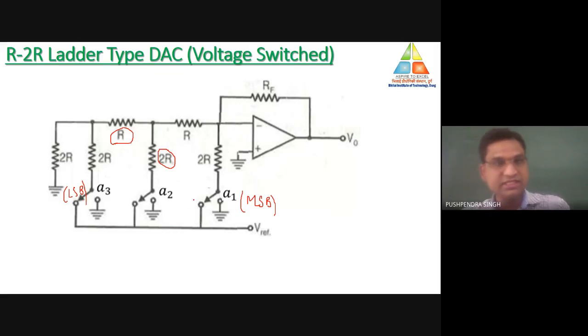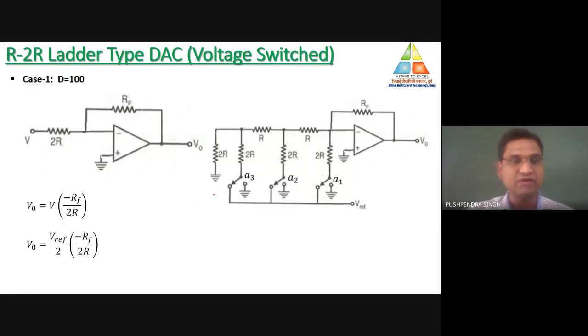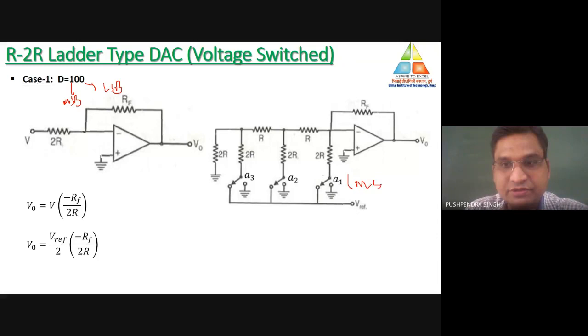So let us discuss the operation of this R2R. Again, we are discussing this with the help of different cases, the same as in the previous case. So as case number 1, let the value of bit position be 1 0 0. That means LSB is equal to 0 and MSB is equal to 1. MSB is A1. This is your MSB now. And the last one is your LSB.